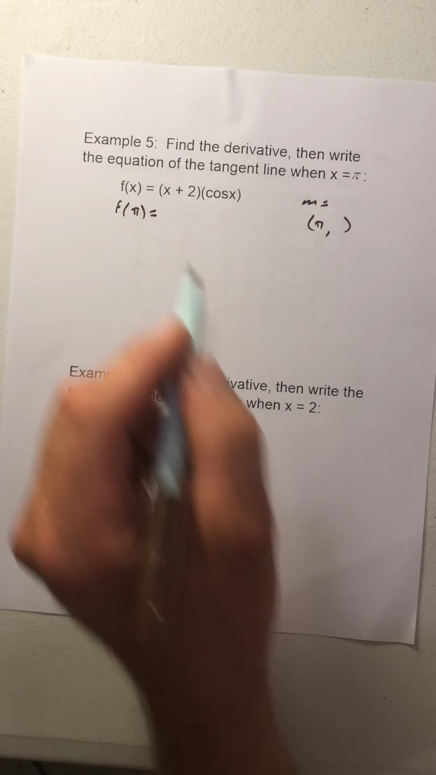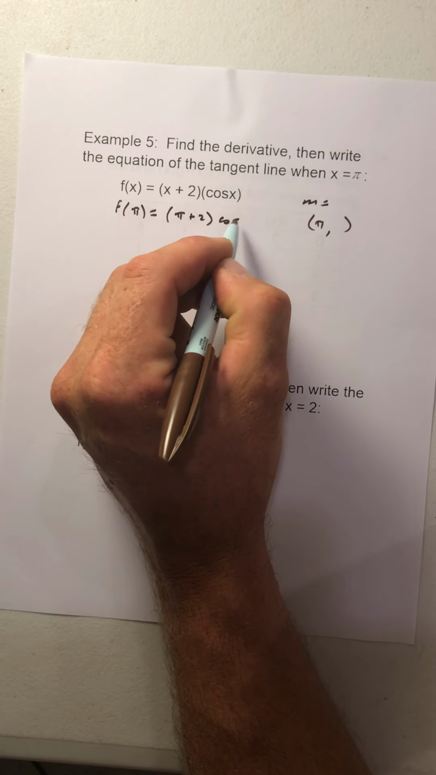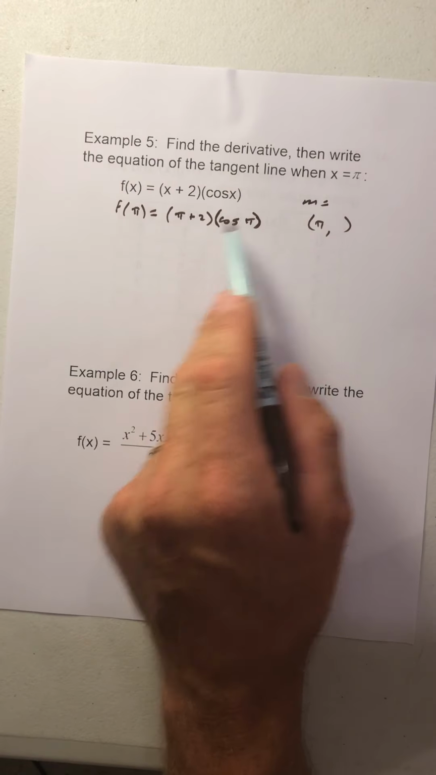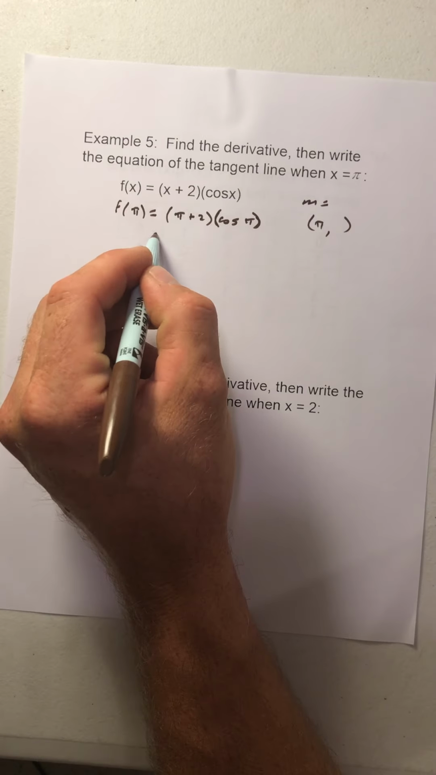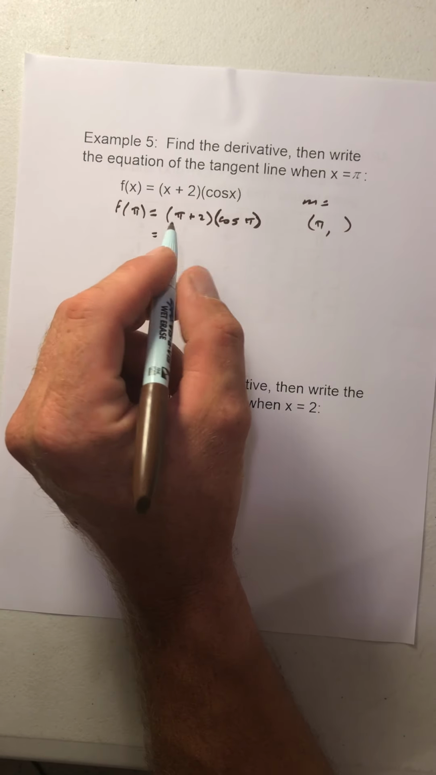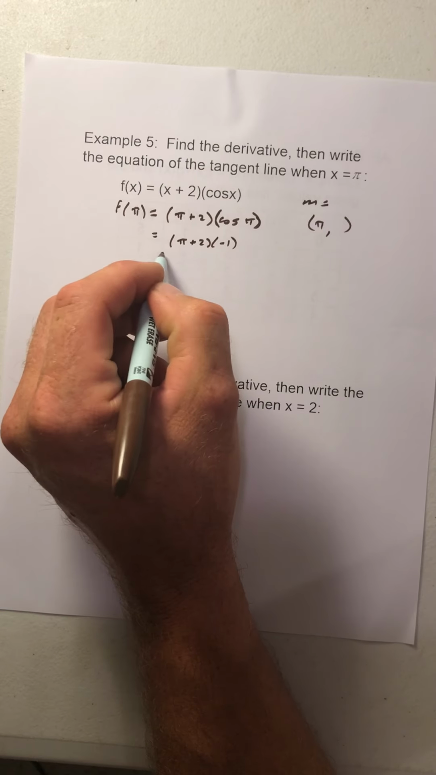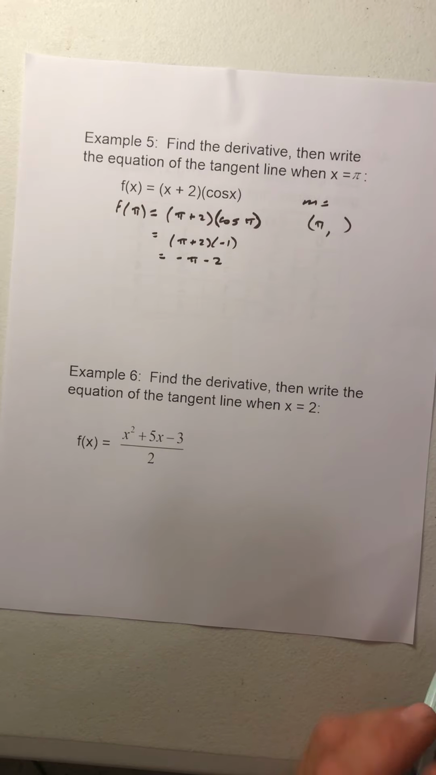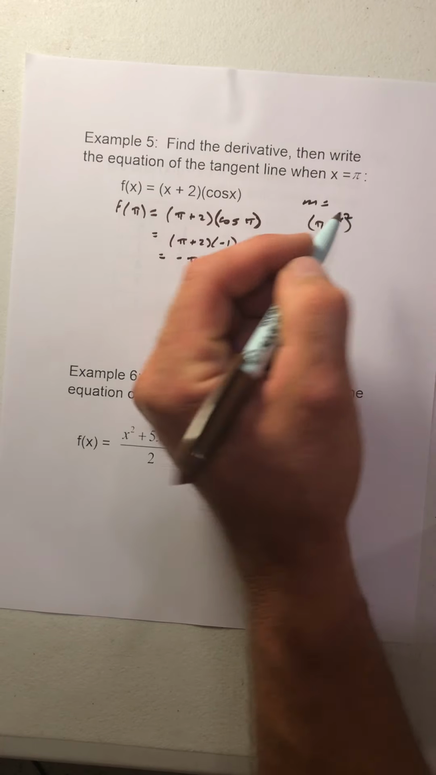We have the function there. So we plug in pi, we have pi plus 2, and then times the cosine of pi. Again, you could leave it as that point if you want. I don't see much of a reason to, because hopefully, remember, cosine of pi is -1. So we have pi plus 2 times -1, which gives us negative pi minus 2. So that's going to give us our y value.